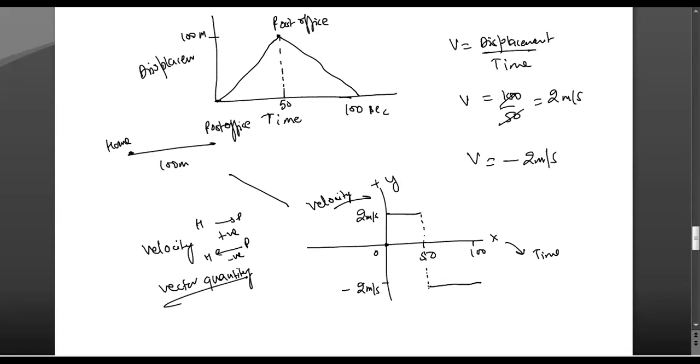Got it, Hamna? Yes, sir. So this is the velocity time graph representation. Okay, let's move.